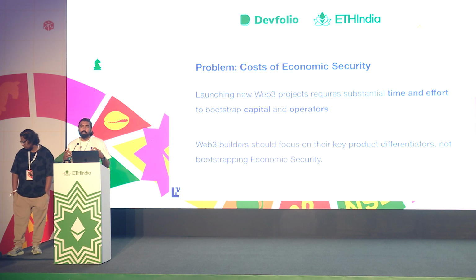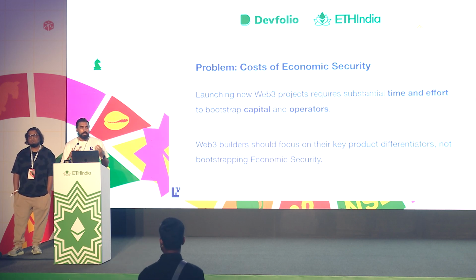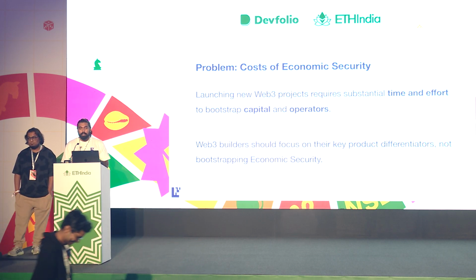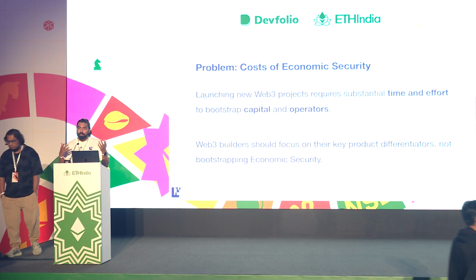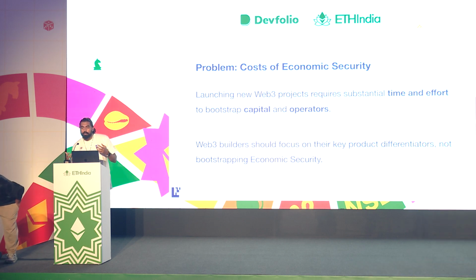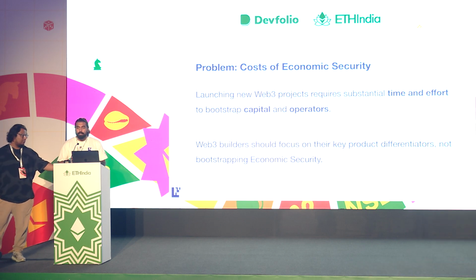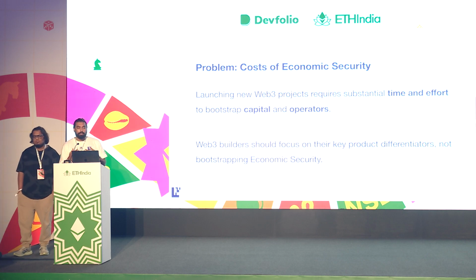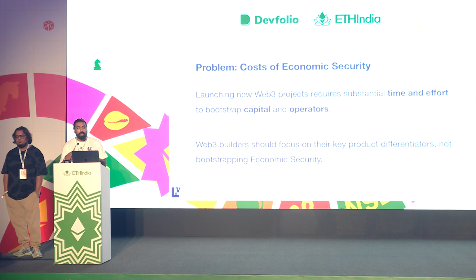An easy way to think about economic security is to imagine a bridge that wants to bridge $1 million back and forth between two different blockchains, right? If the bridge is not secured by more than $1 million, it always makes sense to attack the bridge and get that money, right? So crypto economic security means the cost of attack should always be higher than the profits you gain from attacking the system. That is what we are talking about when we say economic security.